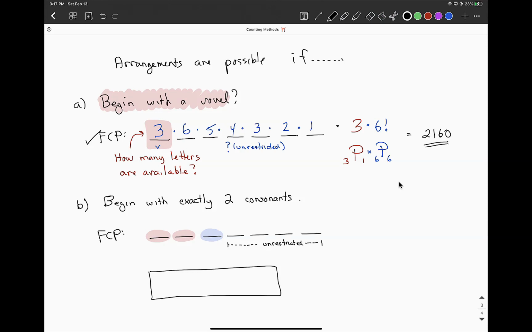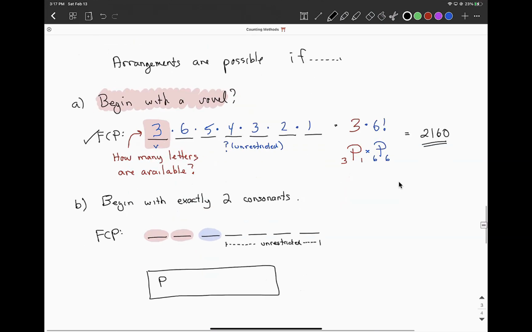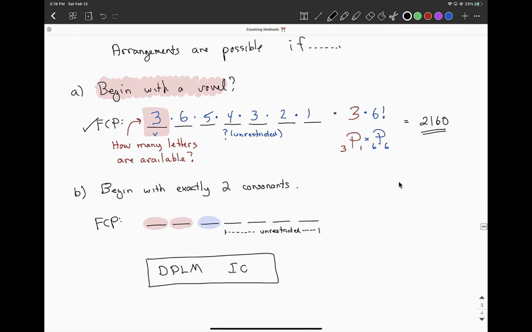Let me just get my sample space ready to go. Diploma. Here are my 7 letters, nicely organized. Beginning with exactly 2 consonants means this is a consonant, this is a consonant, and this is unbelievably not going to be a consonant. You cannot allow the third consonant to show up, meaning basically it's a vowel, since there are no other choices.